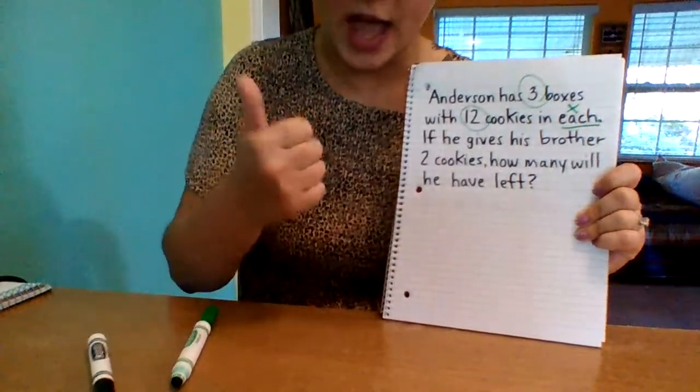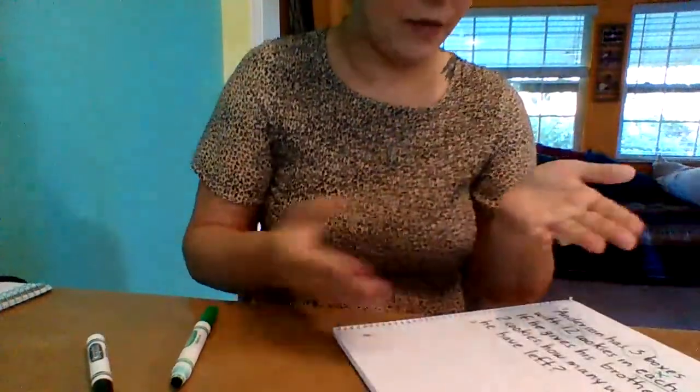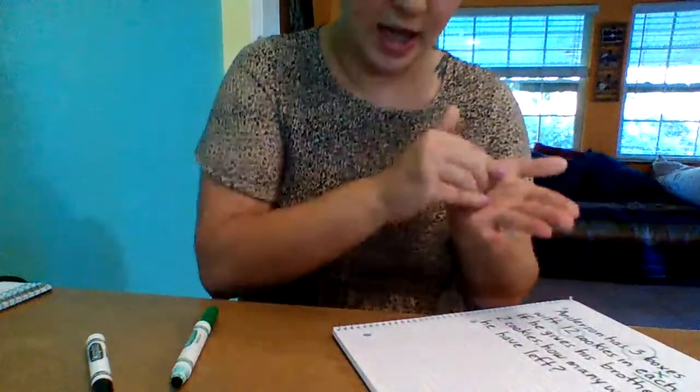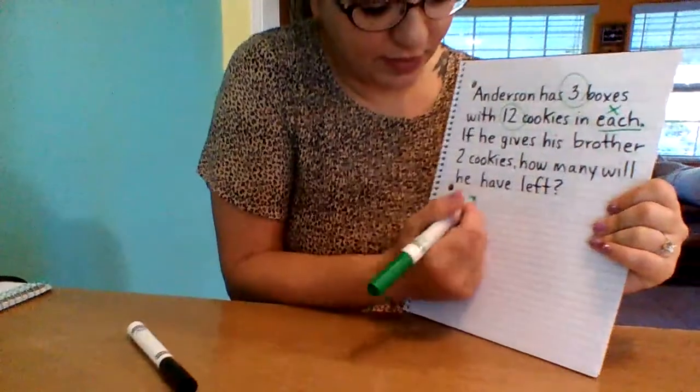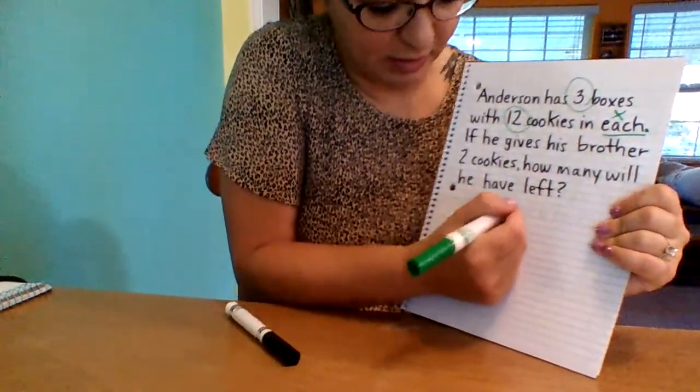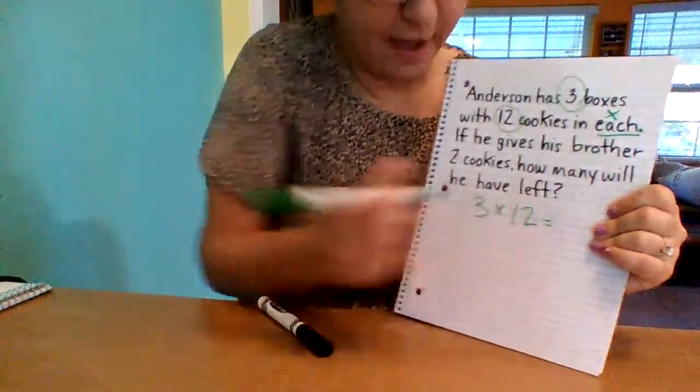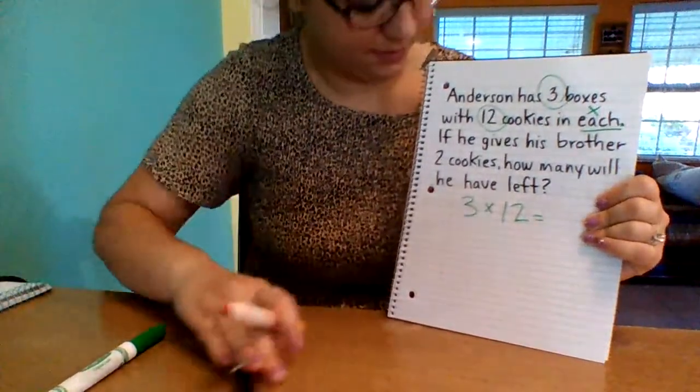Okay, so we have to add 12 3 times. If you're adding again and again and again, that repeated addition is called multiplication. So our first step in this problem is going to be 3 times 12. Okay, let's look at the next sentence.